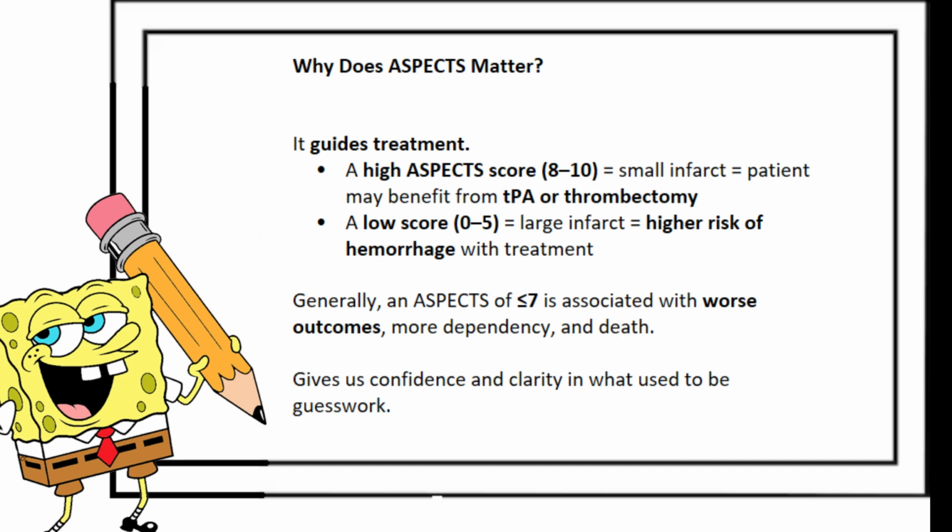Instead of saying, "Ooh, that looks like a big stroke," you can now say, "This patient has an aspect score of 6, likely an infarction in the insular, M1, and internal capsule." And boom, you already sound like a pro.